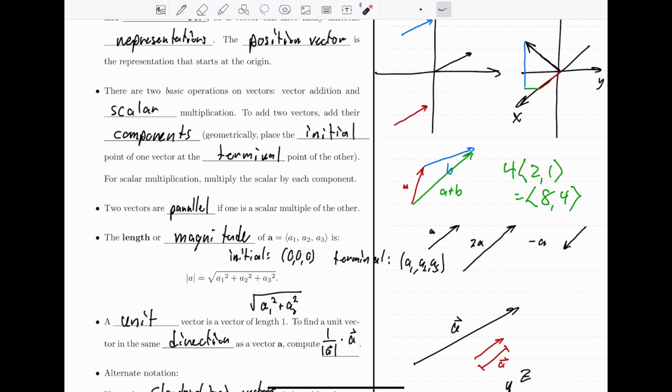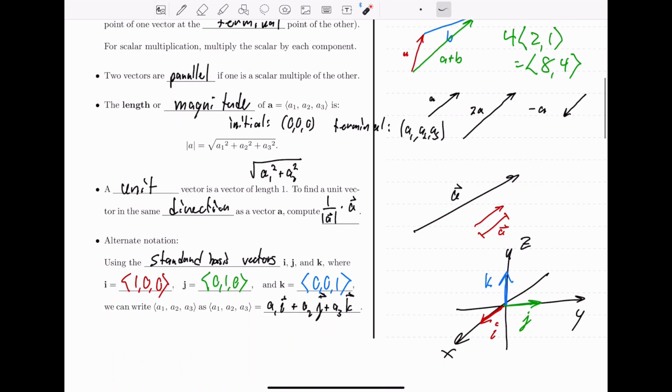One very important concept here is that two vectors are parallel if one is a scalar multiple of the other. The length can be computed using this formula here, which is an analogy to the distance formula in 3 dimensions. A unit vector is a vector of length 1, and we can always find a unit vector parallel to a given vector if we just take the original vector and divide all the components by the magnitude of that vector.